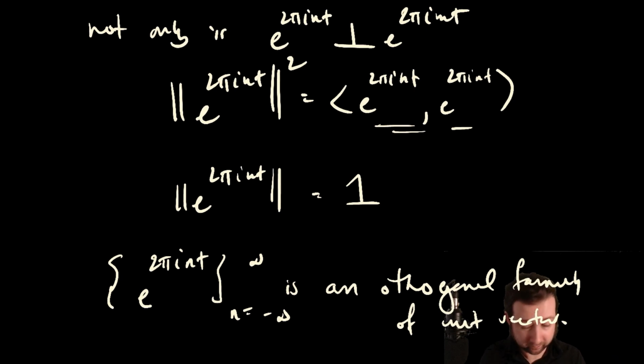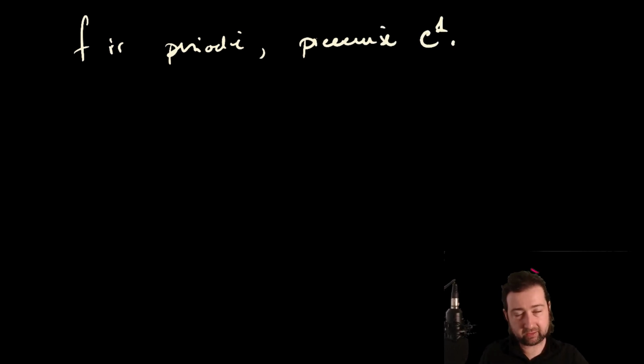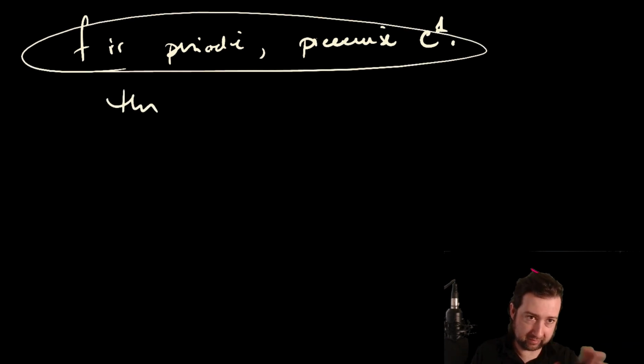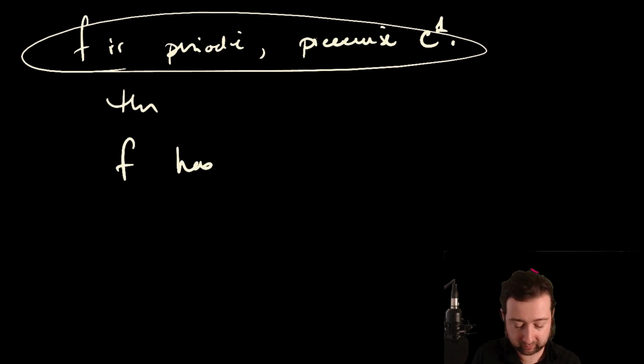Even better, we already know what sorts of functions can be expressed in terms of these complex exponentials. All of the conditions on f that we've already established can be written briefly like this. f is periodic and piecewise C1, which means piecewise the function is continuous with a continuous derivative. Then any f that has this property, we say f has a Fourier expansion.